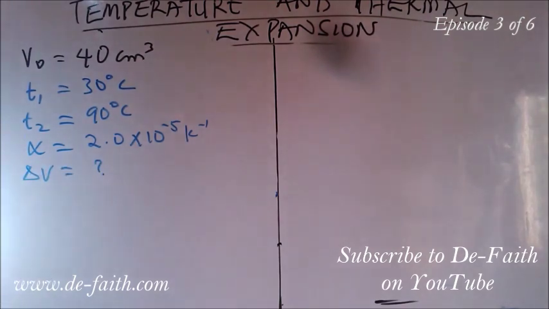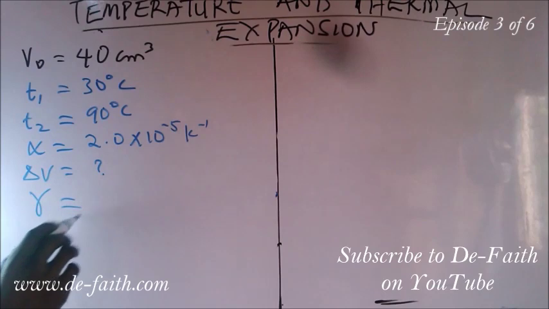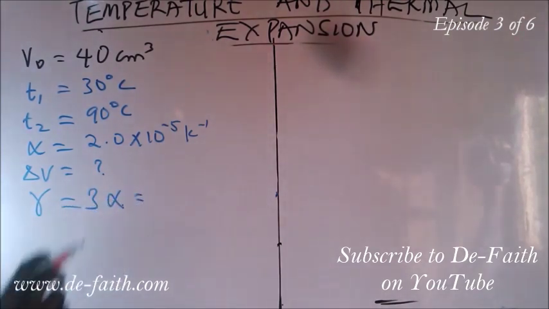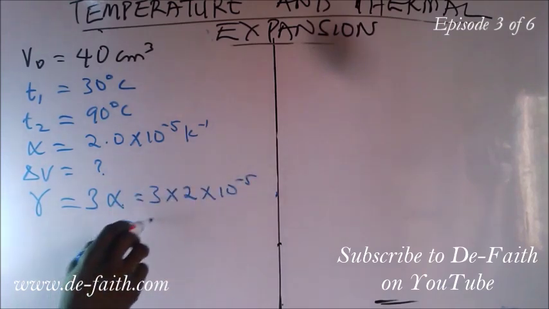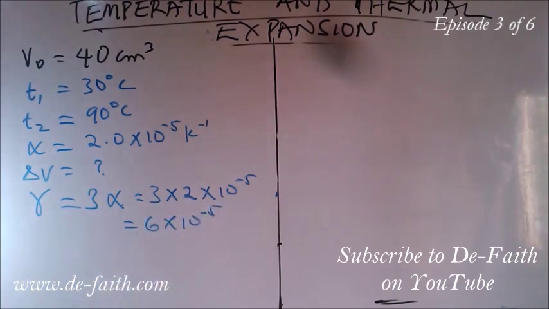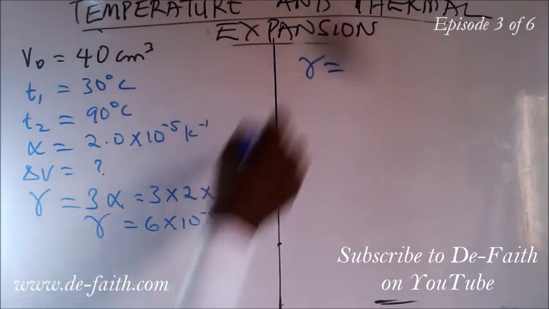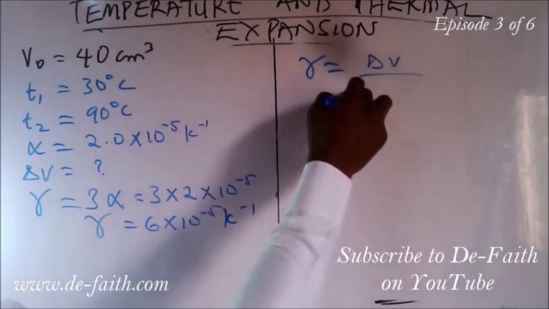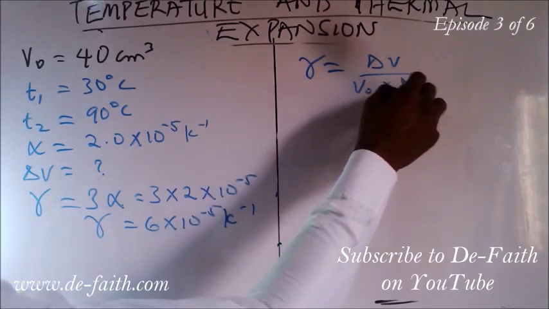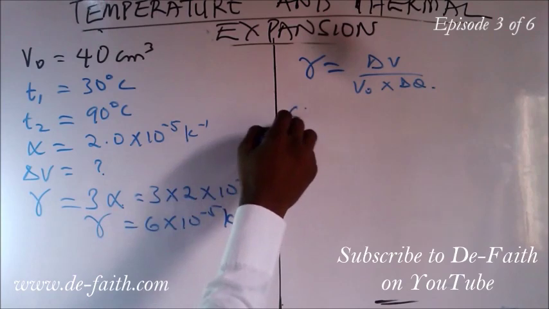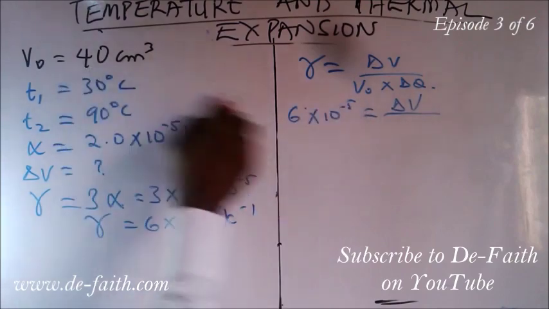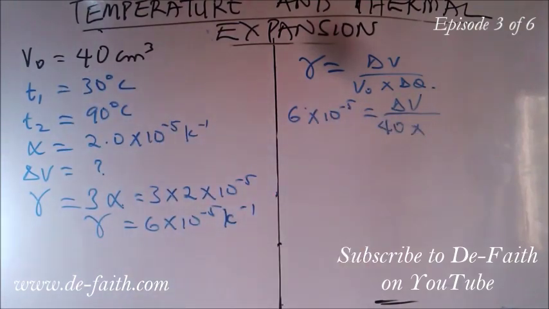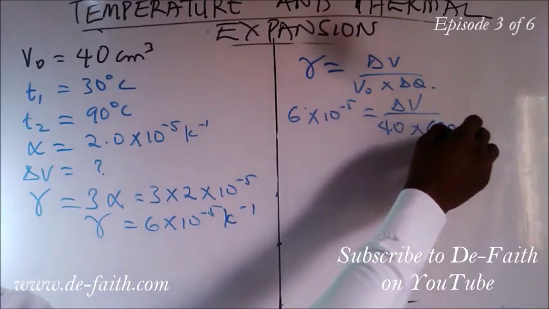From the equation, we are dealing with cubic expansivity, and we are aware that cubic expansivity equals 3 alpha, that is 3 times linear expansivity. That is 3 times 2 times 10 raised to the power minus 5. So we are left with 6 times 10 raised to the power minus 5 per Kelvin as the cubic expansivity. Now the cubic expansivity is equal to the change in volume over its original volume times the change in temperature. So we have 6 times 10 raised to the power minus 5 equal to the change in volume, which is what we are looking for, over its original volume, 40, multiplied by the change in temperature, that is 90 minus 30.